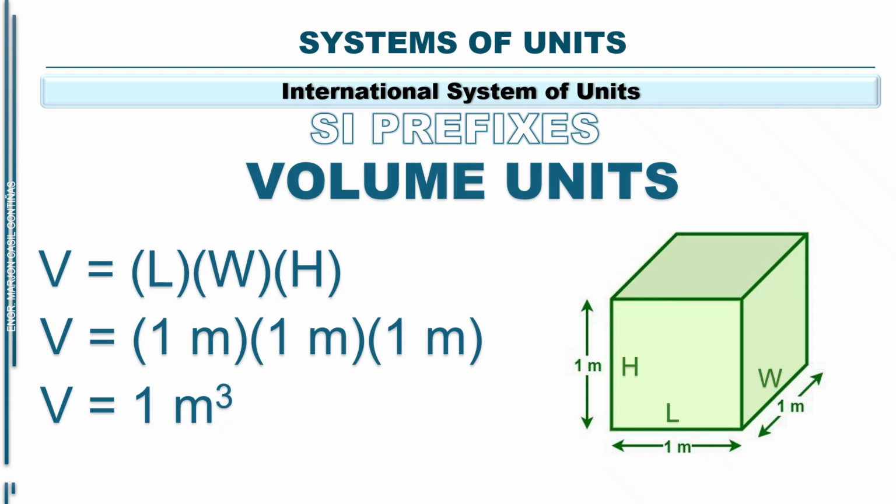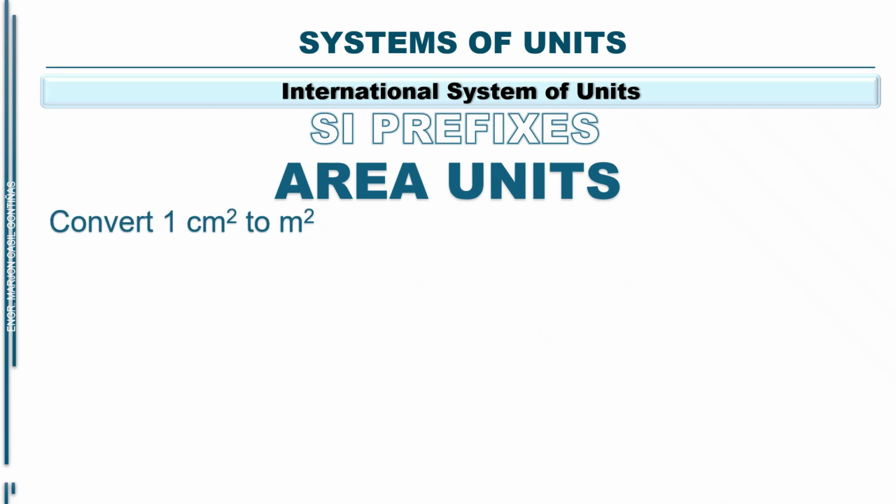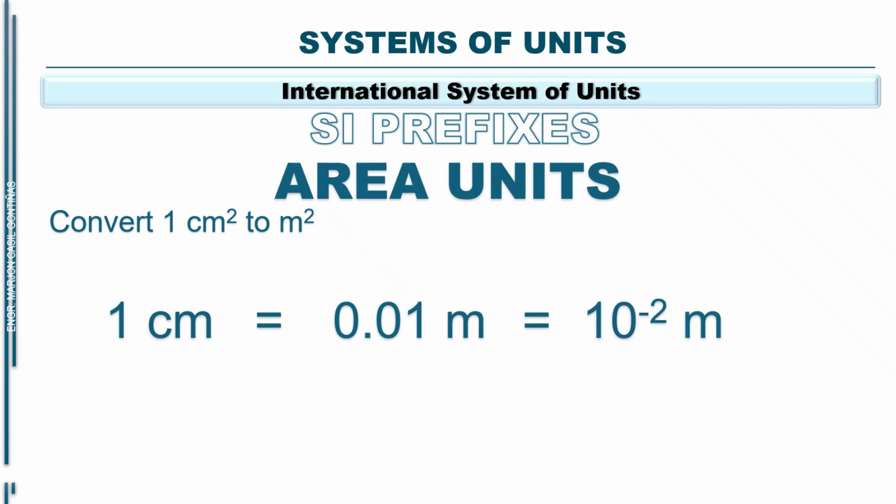And just like with basic units, prefixes apply here too, but with a twist. When you square or cube a length unit with a prefix, the power applies to the prefix as well. Now let's try a sample conversion for area. Let's convert 1 square centimeter to square meters. We already know that 1 centimeter is equal to 0.01 meter, or, in powers of 10, that's 10 to the power of negative 2 meters.